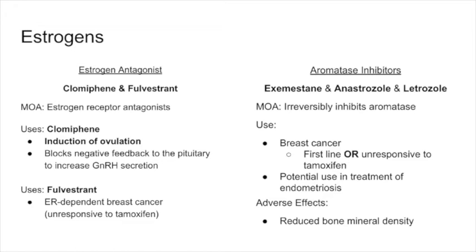Fulvestrant is primarily used for estrogen receptor dependent breast cancer, if it's unresponsive to tamoxifen, and we'll talk about what tamoxifen is shortly. That's a SERM, a selective estrogen receptor modulator. Then we have our aromatase inhibitors. As we talked about before, aromatase is the enzyme that will convert testosterone into estrogen in certain tissues, so we're going to inhibit that. This can be used in breast cancer, first line or unresponsive to tamoxifen, or it can be used in the treatment of endometriosis. For endometriosis, I believe there's a component of testosterone that is unregulated in the female body, and so using an aromatase inhibitor would be a way to block an additional mechanism by which estrogen would be produced.